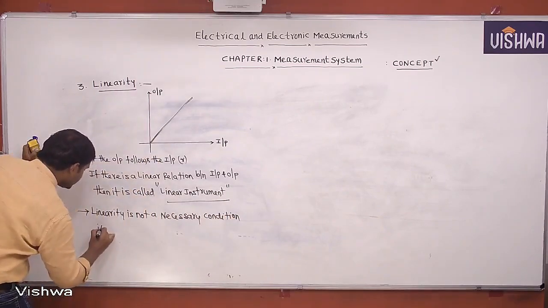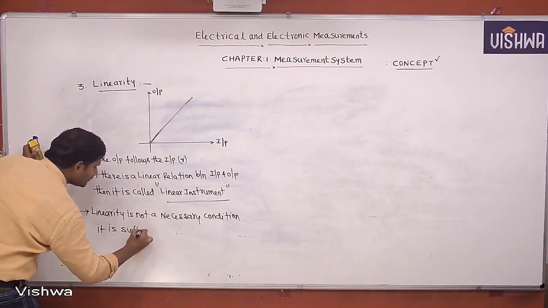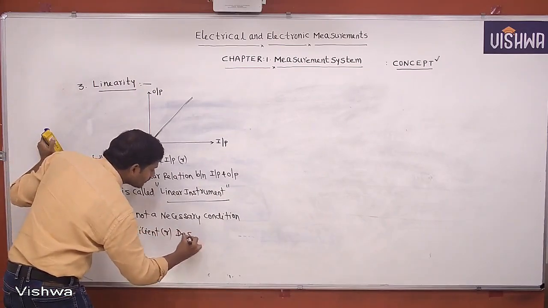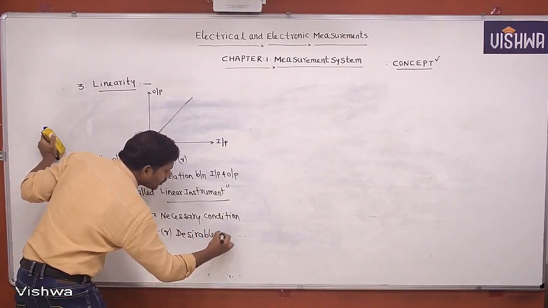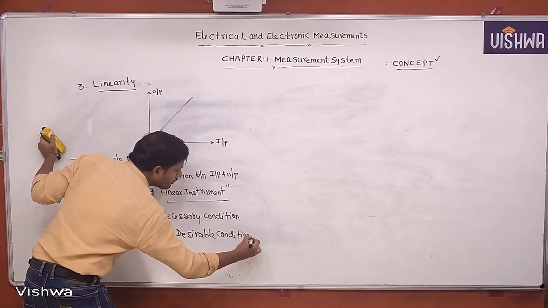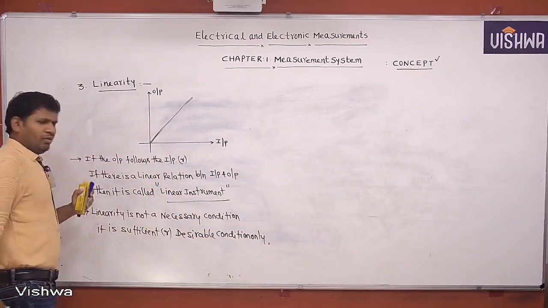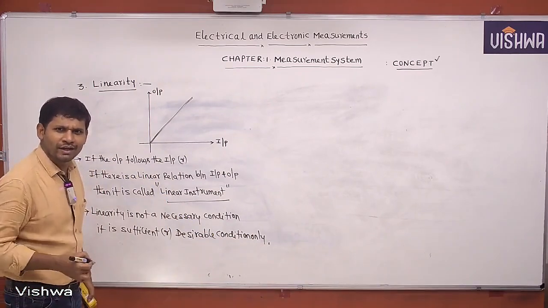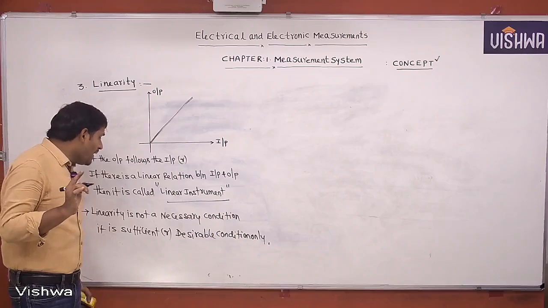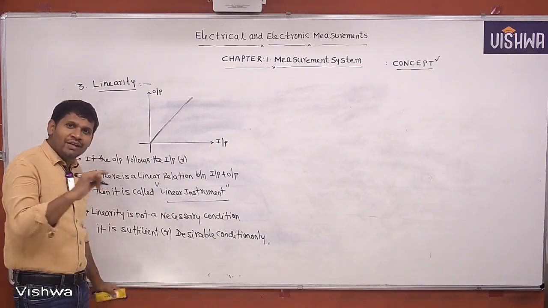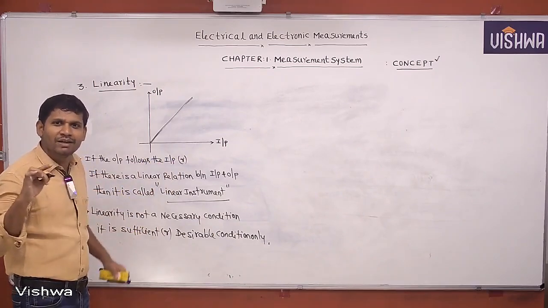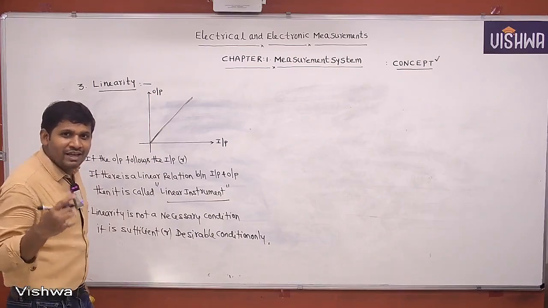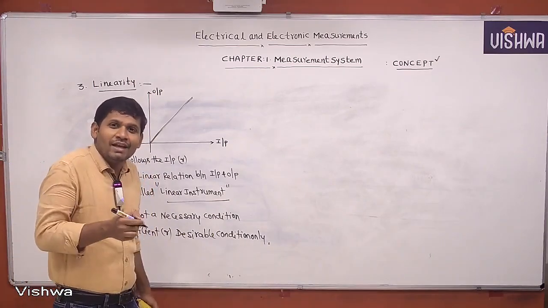It is a sufficient or desirable condition only. But why is it a sufficient or desirable condition? If it is linear, what is the advantage? One of the main advantages of a linear instrument is that, if it is there, you give it first preference. In a linear instrument, the scale is linear. We can design the scale to be linear. If the scale is linear, what is the advantage?